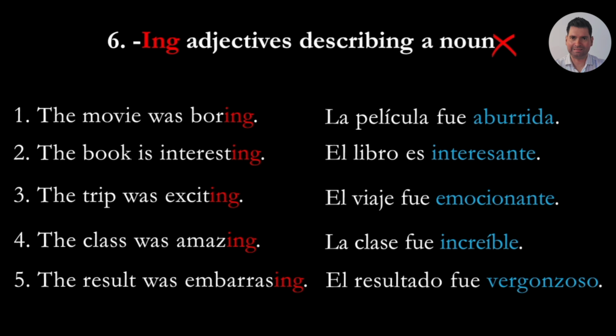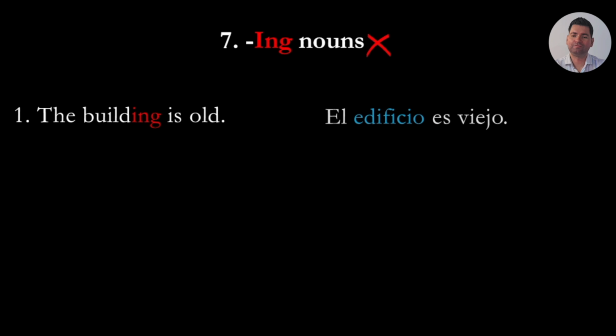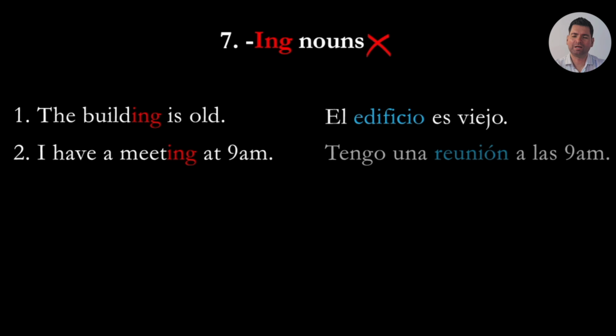You cannot translate literally. 7, ing nouns. You cannot translate literally. You need to learn the Spanish noun, the Spanish word. Examples. 1, the building is old. El edificio es viejo. 2, I have a meeting at 9. Tengo una reunión a las 9.